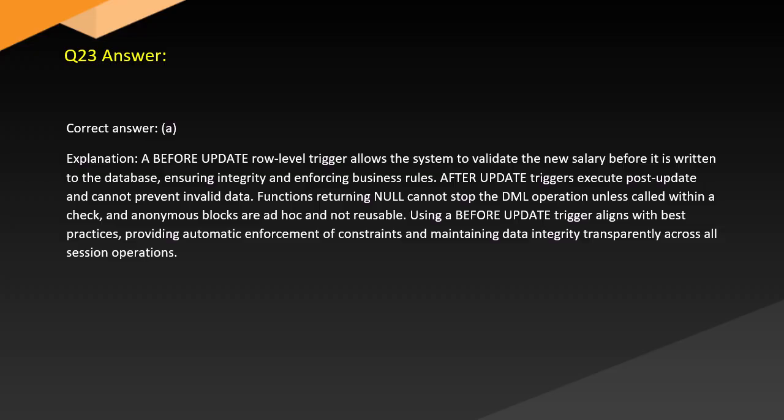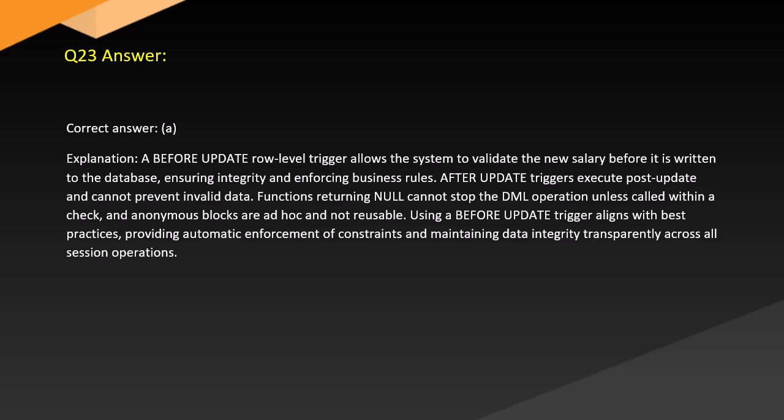Answer. Correct answer A. Explanation. A before update row level trigger allows the system to validate the new salary before it is written to the database, ensuring integrity and enforcing business rules. After update triggers execute post update and cannot prevent invalid data.